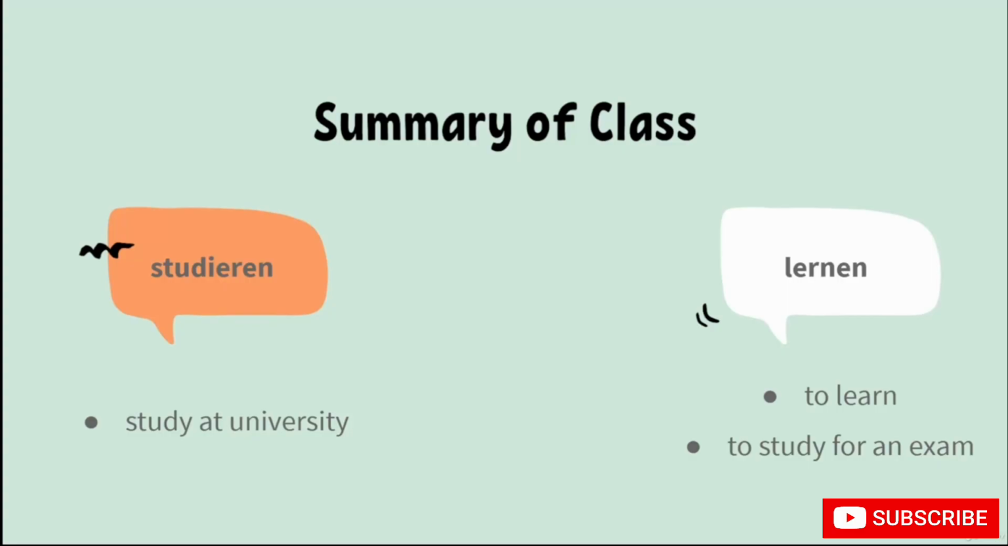In this lesson, we have learned the difference between studieren and lernen. We also learned why it is commonly confused by German learners. Studieren means to study, but at a university, as a student. Lernen means to learn, also to study, but for an exam, for a class.